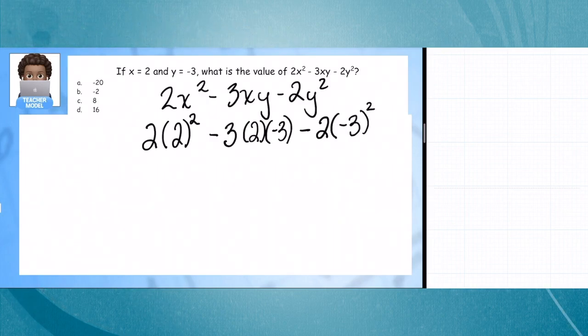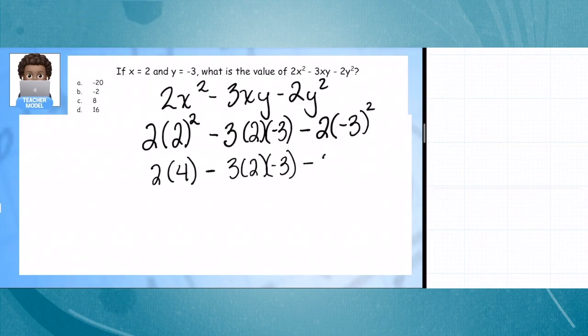So let's evaluate our exponents first. And this would be 2 times 4 minus, and we still have 3 times 2 times negative 3 minus 2, and negative 3 to the second power is 9. Okay, so we'll do our terms piece by piece just to chunk it out. 2 times 4 is just 8. And now we have negative 3 times 2, which is negative 6. Negative 6 times negative 3 is positive 18.